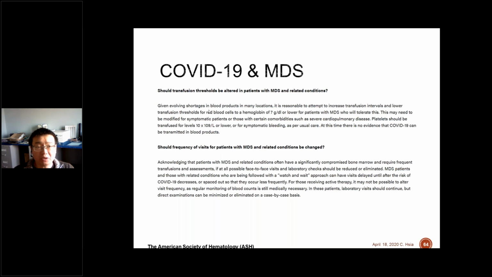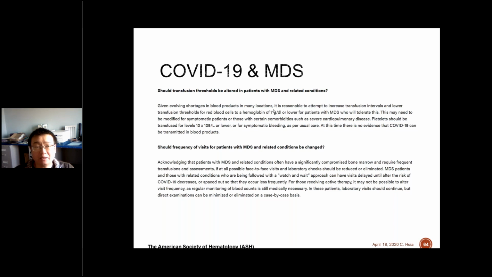So given the evolving shortages in blood products in many locations, if you do have relatives, friends, and so forth, please, please tell them that it's still very important that they donate blood at this time as well. So yes, a lot of donor centers are places where there is exposure to other individuals, but right now, if we don't have volunteers that continue to donate blood, then there will be blood shortages. It is reasonable to attempt to increase transfusion intervals and lower transfusion thresholds for red blood cells to a hemoglobin of 7 grams per deciliter. So in our units, hemoglobin is tenfold higher.